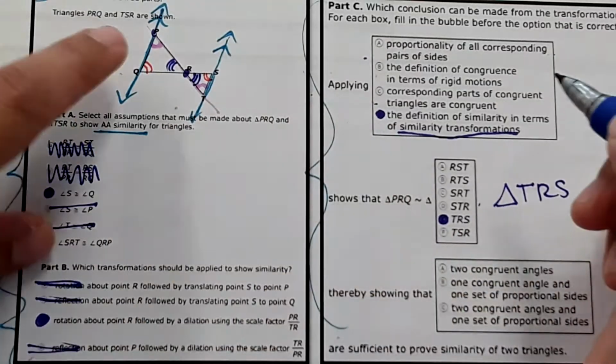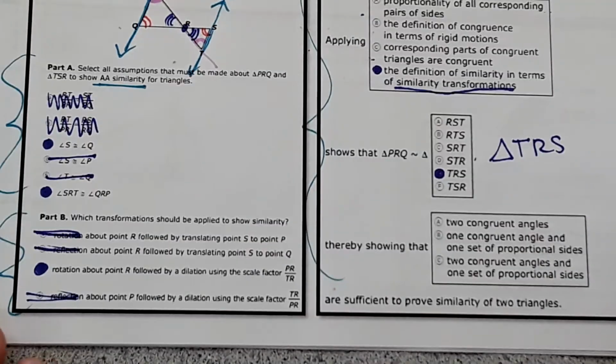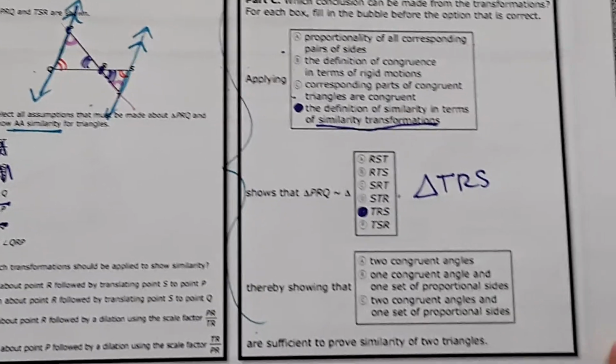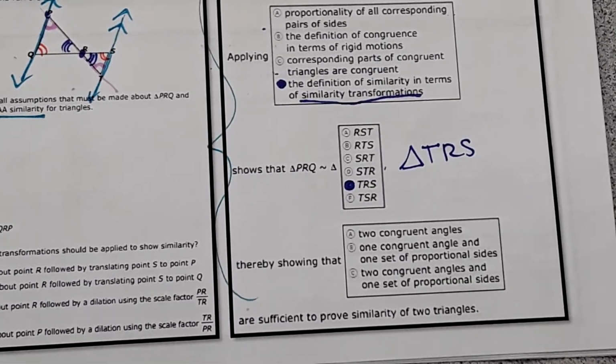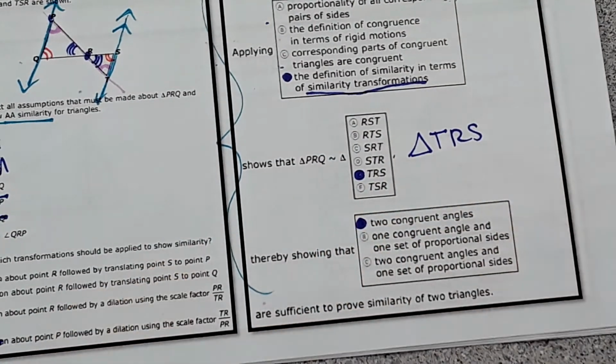And when I named it, I made sure they did pink, blue, orange. I did pink, blue, orange as well. Not that you'll have colors on the FSA, but yeah. Thereby showing that two congruent angles are sufficient to prove similarity in two triangles.